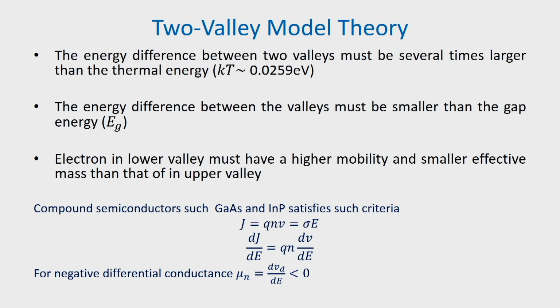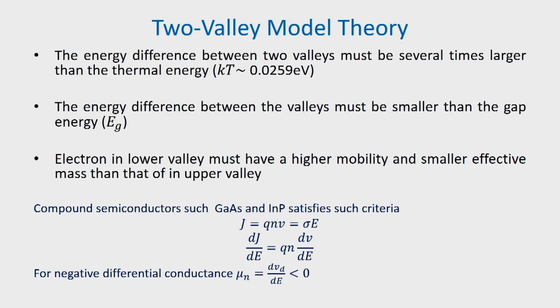We have current density J equal to q n v, and that is equal to sigma E. Therefore, dJ/dE, that means the rate of change of current density with respect to electric field, can be written as q n dVd/dE.